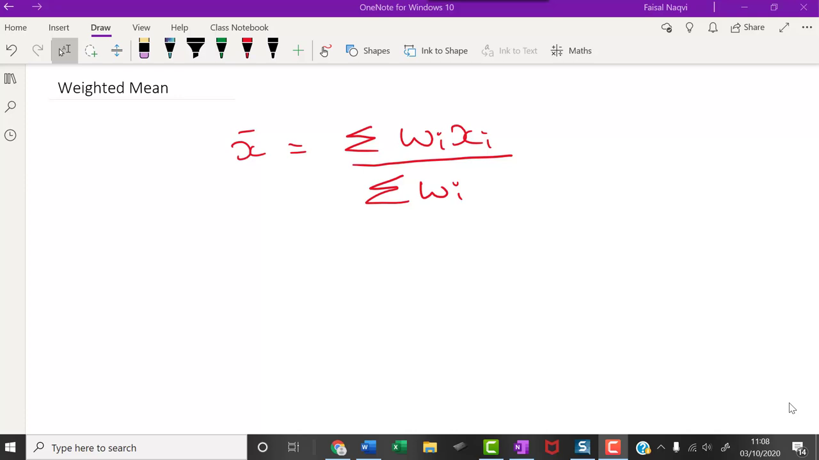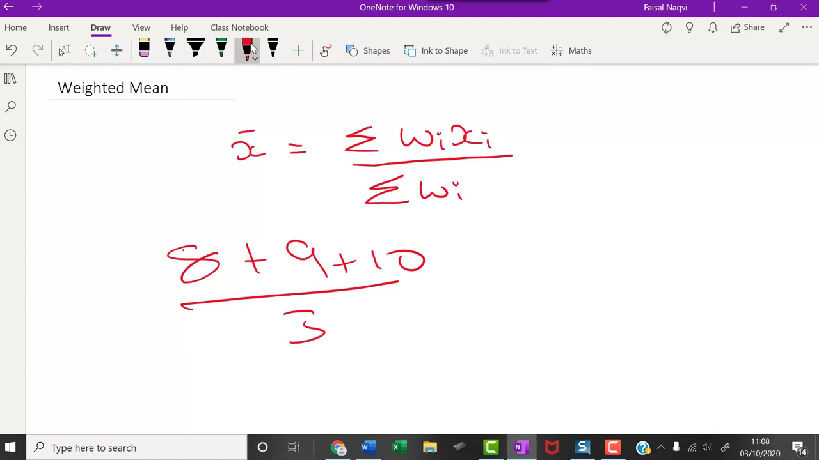Today, we're going to look at weighted mean. Weighted mean is different from normal mean because in a normal mean, if we had three numbers and we want to find the average, the mean, we would just take those three numbers, let's say 8, 9, and 10, we would add them up and divide by 3.